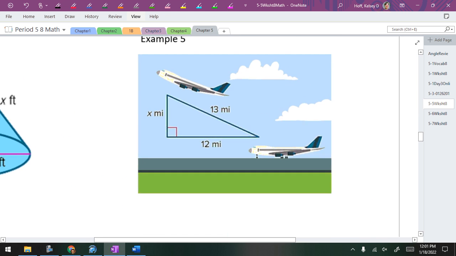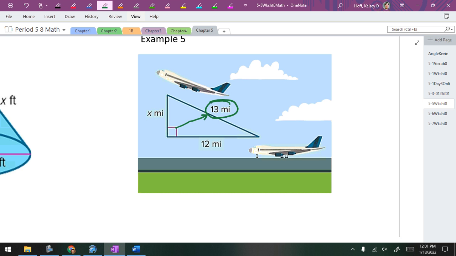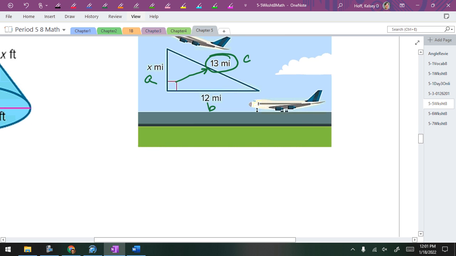What is different about this example than any other one that we've done? The x isn't the longest. Very good. Our unknown is no longer a hypotenuse, right? Miss Hoff, if we do what you told us to, draw from that 90 degrees straight across, I know what my hypotenuse is. So this time, one of the legs is the unknown. Okay, so 13 is our C. What do you want A to be? X, and B is 12. So we got to fill in A squared plus B squared equals C squared.